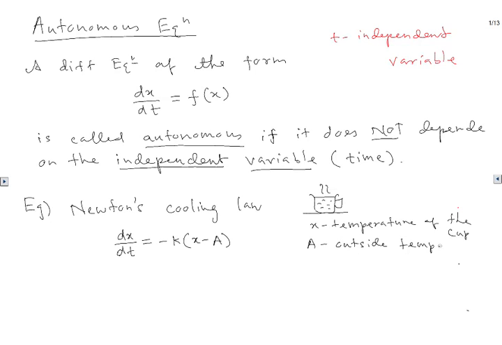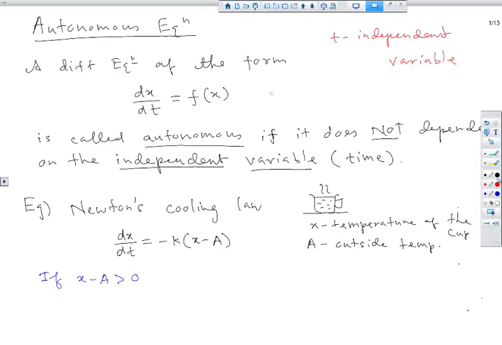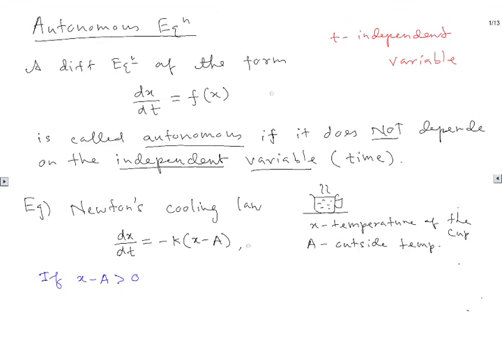So we can notice a few things. Let's look at some cases. What happens if x minus a is positive? We also assume that k is a positive constant. That's the assumption, just to make the calculation easier.